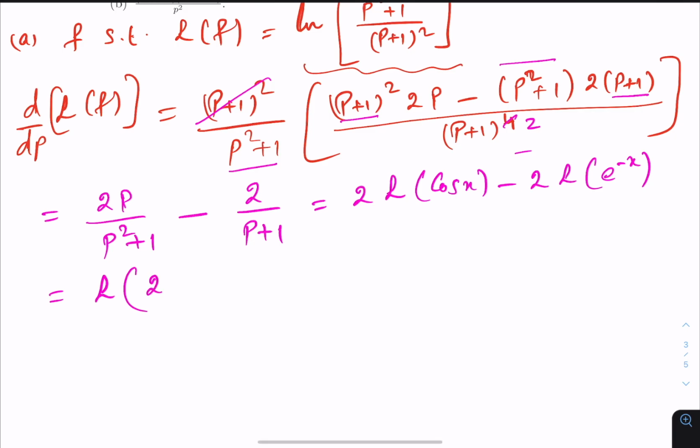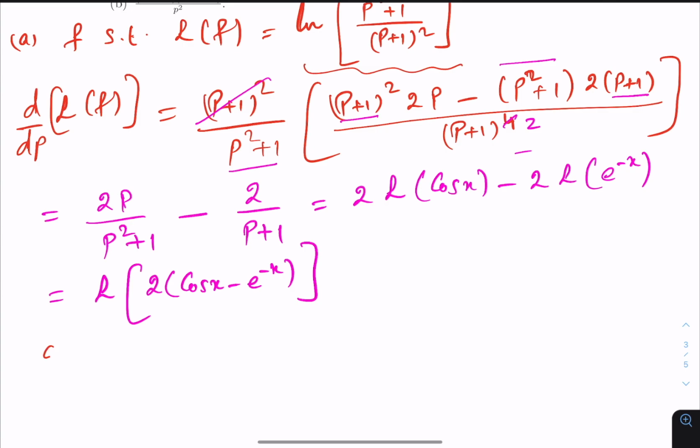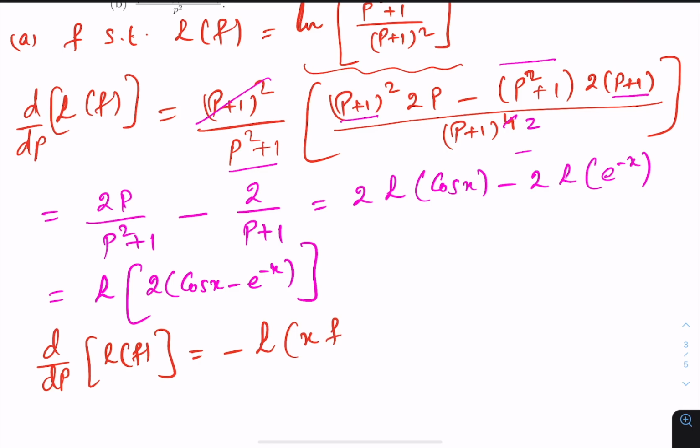Laplace transform of 2 times cos x e power minus x. Okay, but what do we know about d by dp of LF? It is nothing but minus times the Laplace transform of x fx. And we have just shown that this is the same as this, which means this is equal to this.